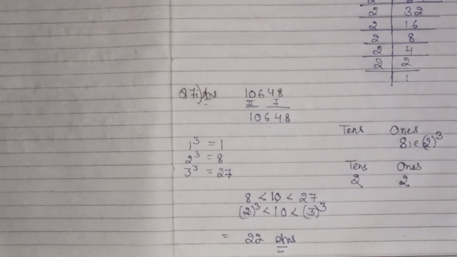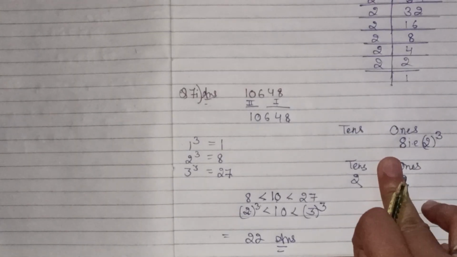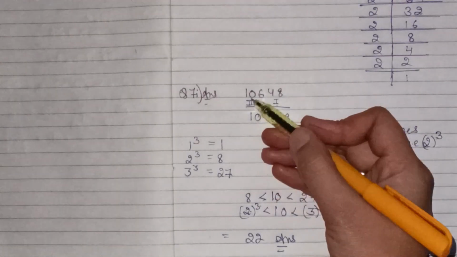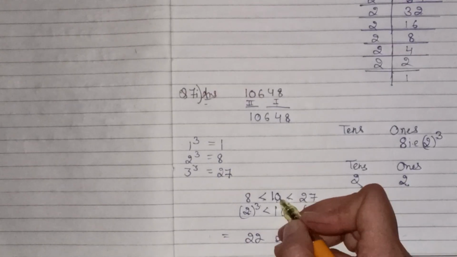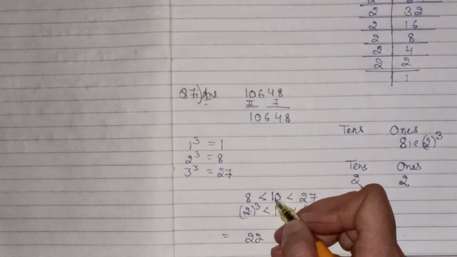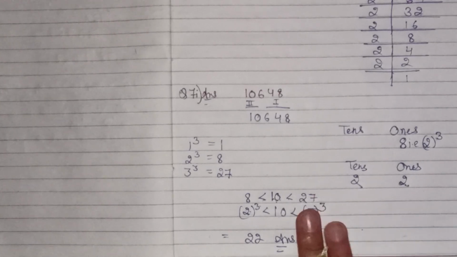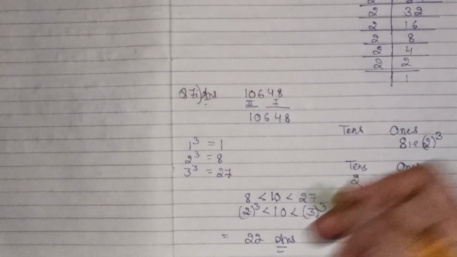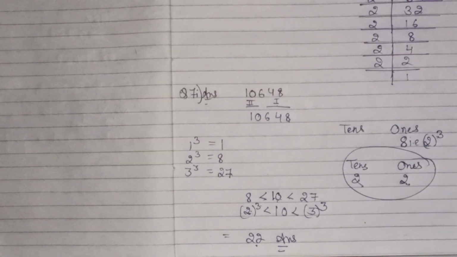Our ones place digit is 8. We can write 8 as 2 cube, so at the ones place I write 2. Our second group is 10. It is less than 27 and greater than 8. We can write 8 as 2 cube and 27 as 3 cube. Of 2 cube and 3 cube, 2 cube is the smaller cube. So at the tens place I write 2, and our answer is 22. So that's all in today's video.